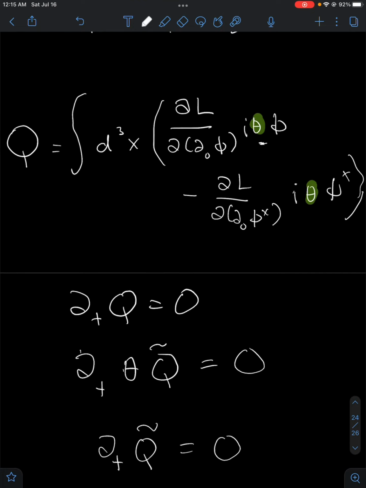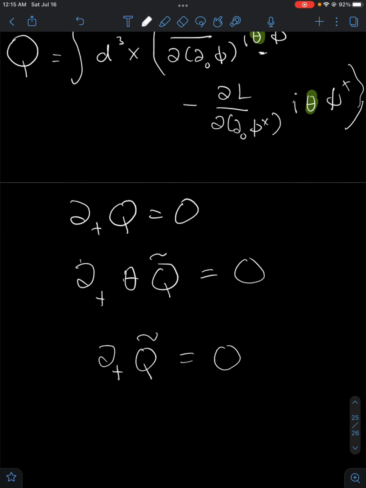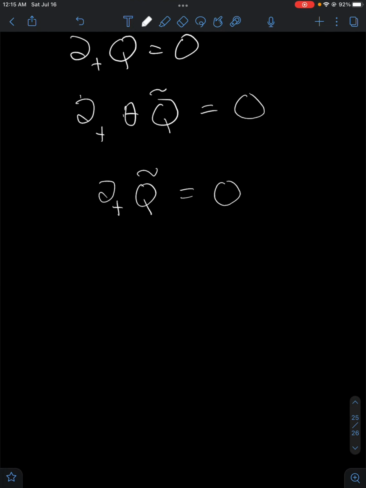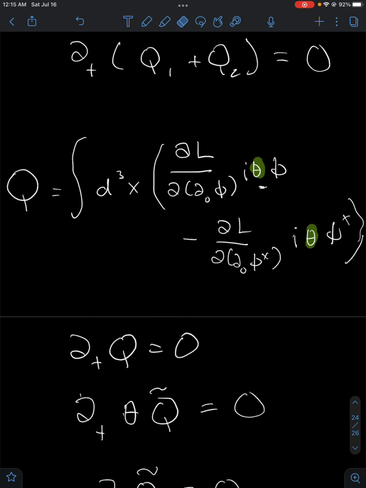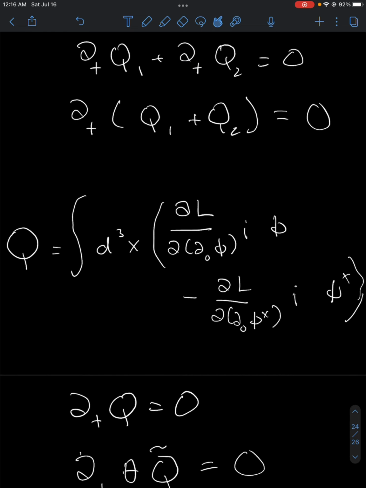So our conserved quantity, which we will also call Q with abusive notation, or we don't even have to write a new one. We could just remove the theta here. And yeah. So here is our conserved quantity thus far.